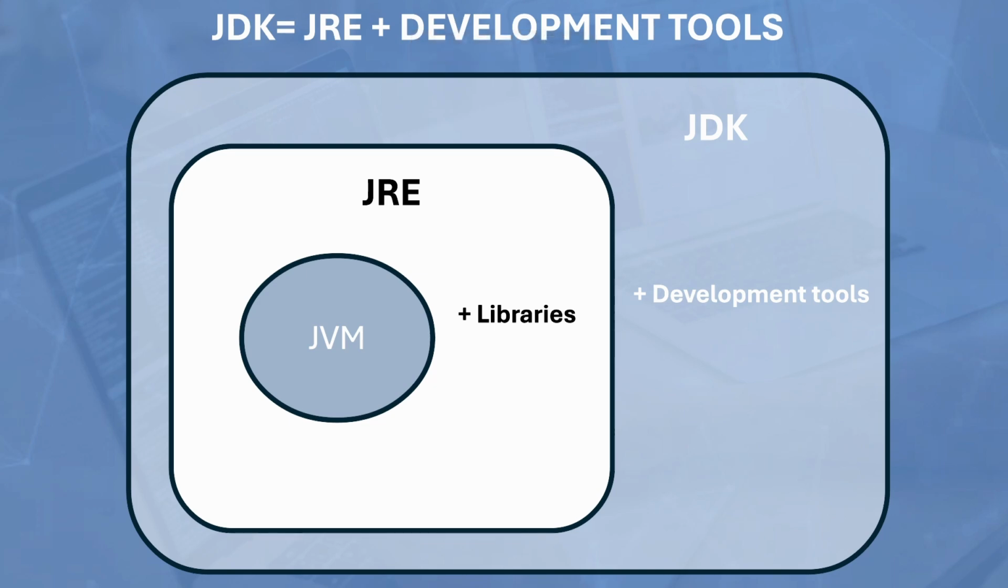To understand this, let me briefly explain how Java programming works. This diagram illustrates the relationship between JDK, JRE, and JVM in the context of Java development. The outermost box represents the JDK, which includes everything needed to develop Java applications. It contains the JRE plus additional development tools like a compiler, debugger, and other utilities. Inside the JDK, there's a smaller box labeled JRE. It provides the environment, the JVM, and a set of libraries, and the innermost circle represents the JVM.